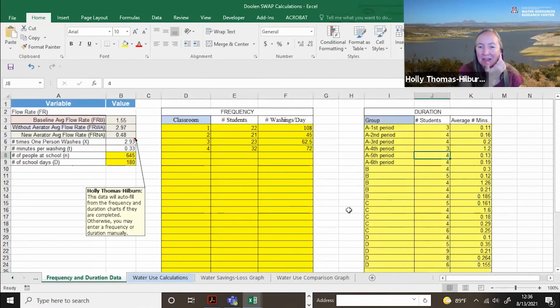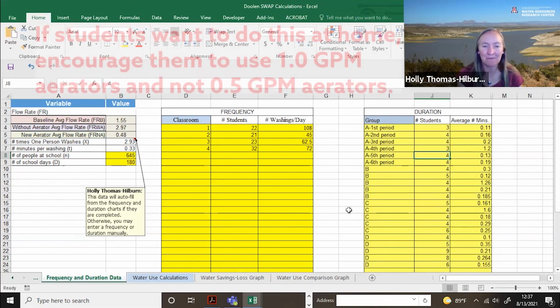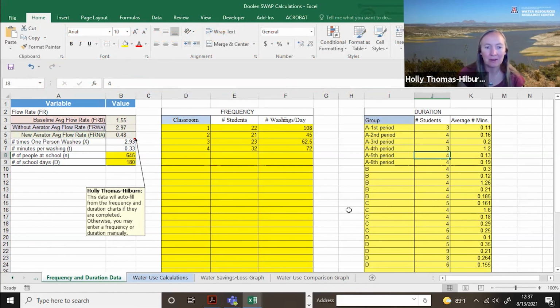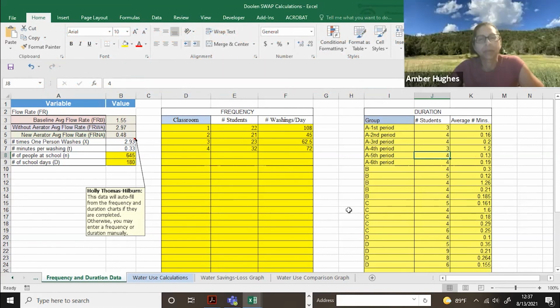So the other thing to know is that when students get really excited about this, if they want to do it at home, 0.5 gallon per minute aerators are not necessarily the right technology for our home bathroom faucets, because we use them for things like brushing our teeth. And it's pretty hard to rinse the toothpaste off of your toothbrush with a 0.5 gallon per minute aerator. So we usually use 1.0 gallon per minute aerators in home situations. So when students are excited about this, talking about the right technology for the right purpose is another learning point that we have out there. That's another good point to bring up.